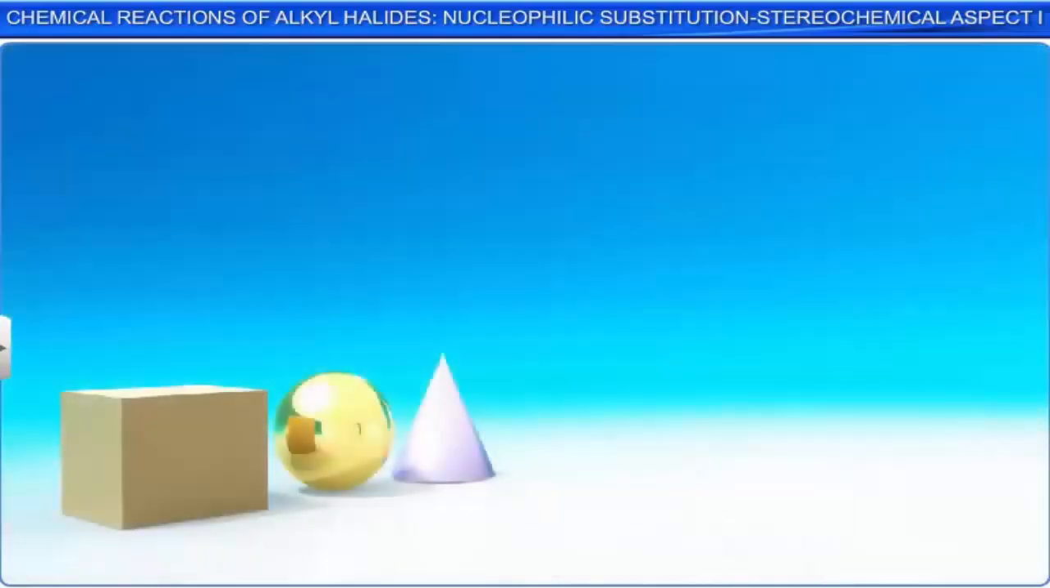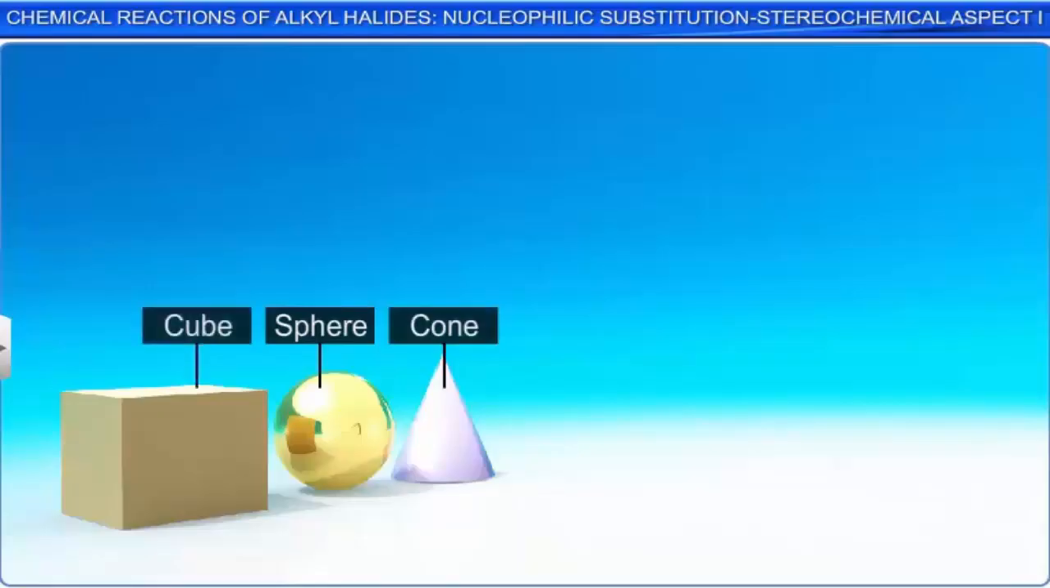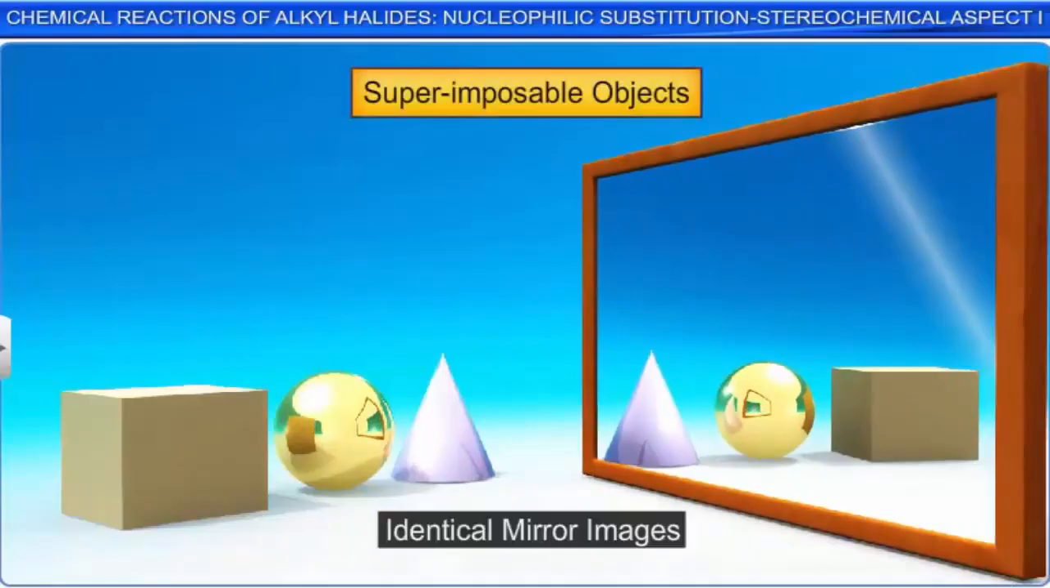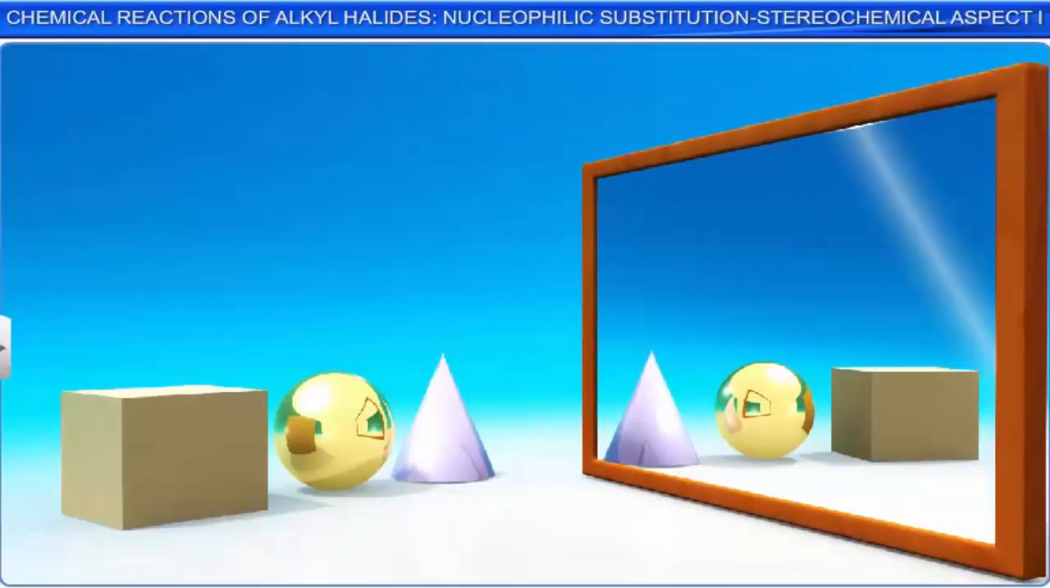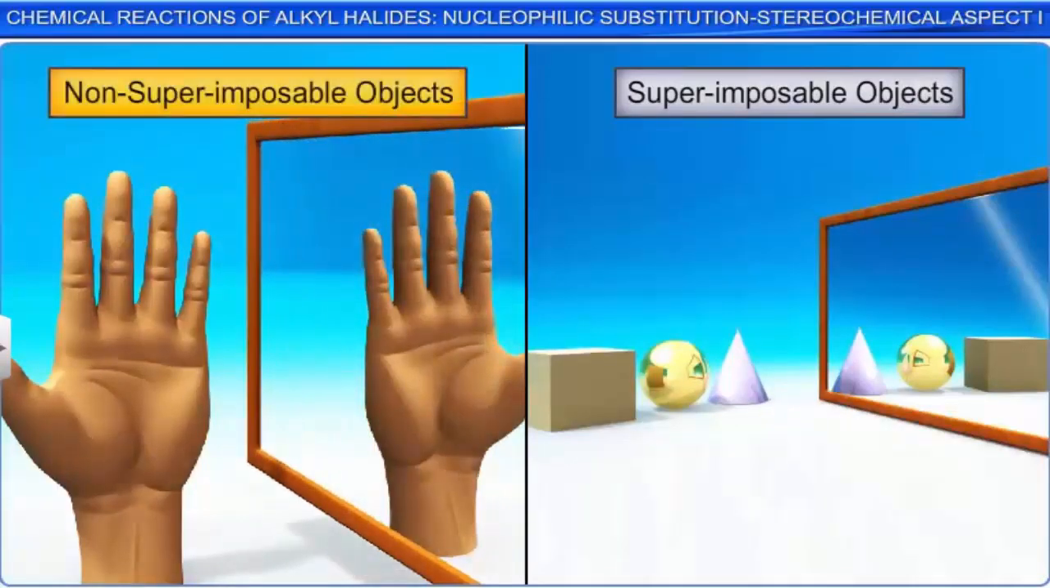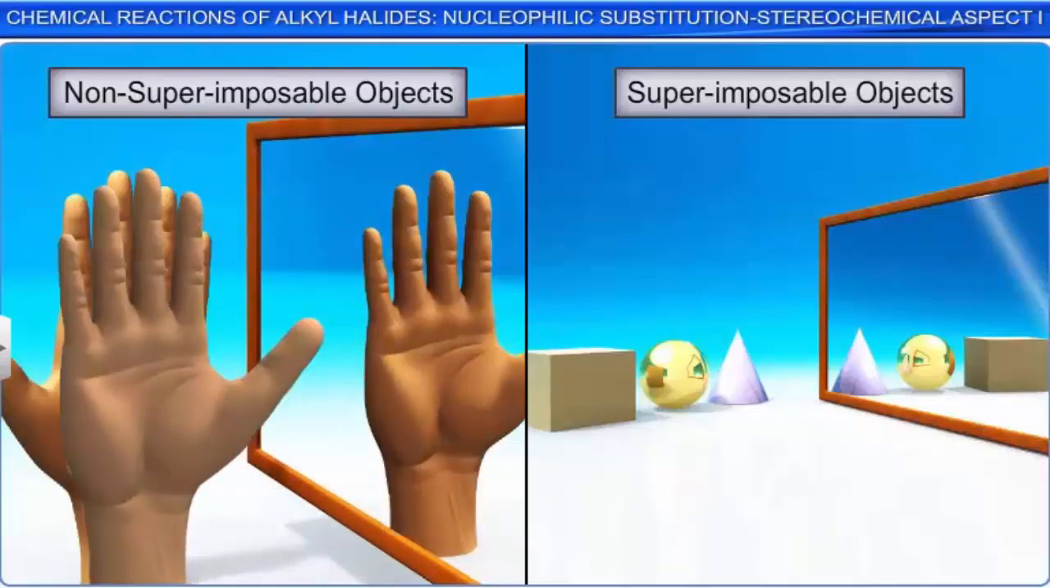You see symmetry and asymmetry commonly in your everyday life. For example, a sphere, a cone, and a cube are identical to their mirror images and are superimposable. However, many objects are non-superimposable on their mirror images. For example, the left hand and the right hand are mirror images of each other, but they do not superimpose, and hence are said to be non-superimposable.